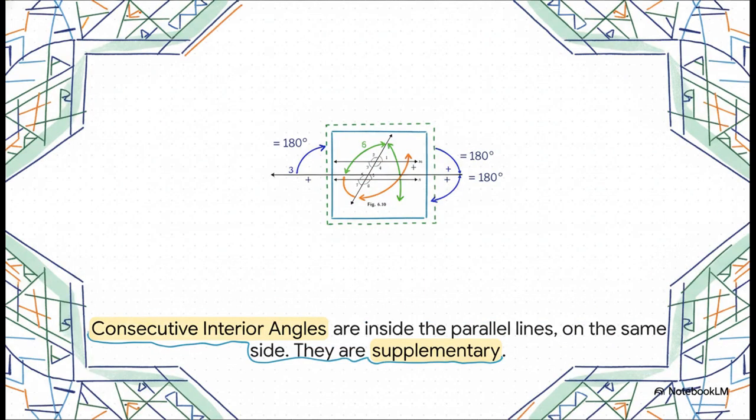And for our last key pair, we have consecutive interior angles. They are interior, so they're between the parallel lines. But this time, they're consecutive, meaning on the same side of the transversal. Now here's the twist. These are not equal. Instead, they're supplementary. They always add up to 180 degrees.